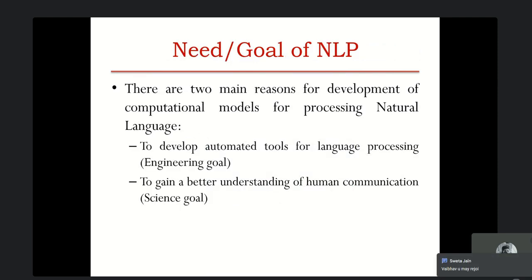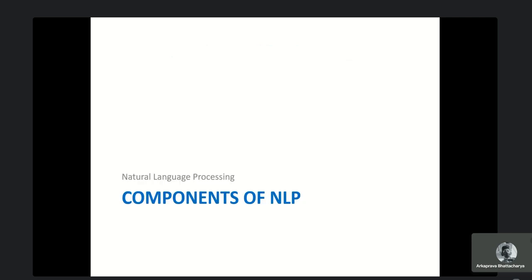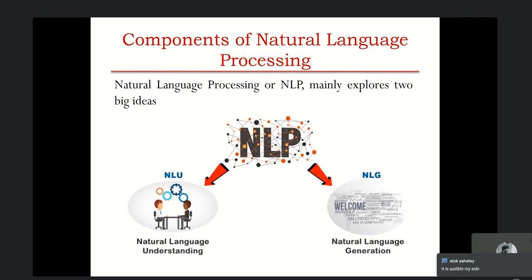If you look into why there is a need and the goal of natural language processing, there are two needs. One is what we call the engineering goal, that is to develop automated tools for language processing. The other one is the science goal, that is to gain a better understanding of human communication. So there are two different components of natural language processing, and these are very important components.